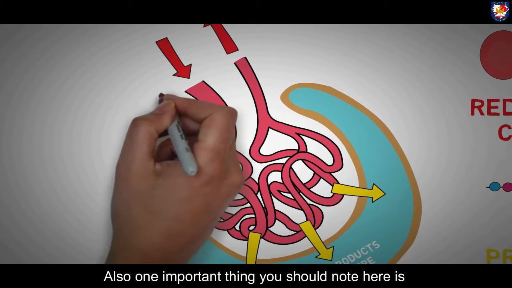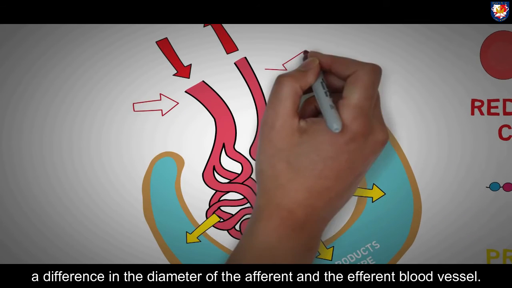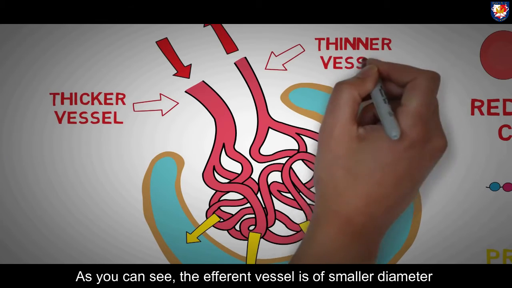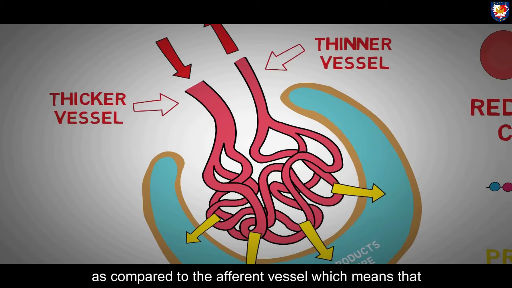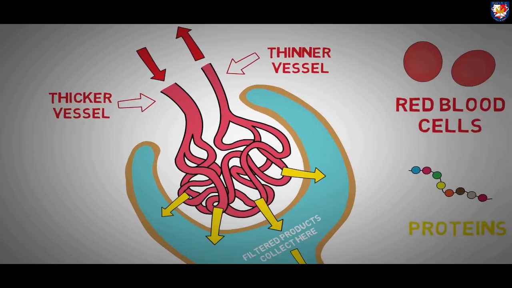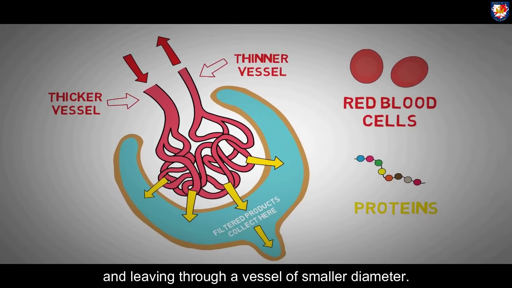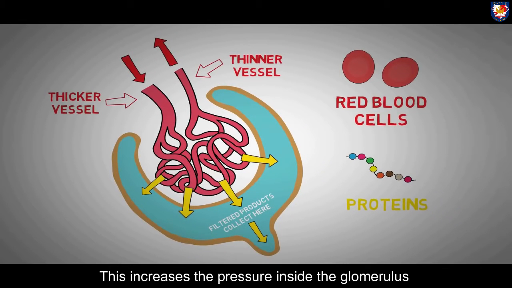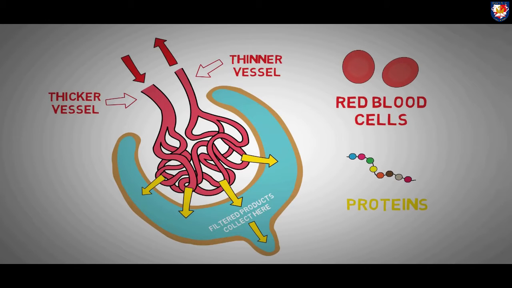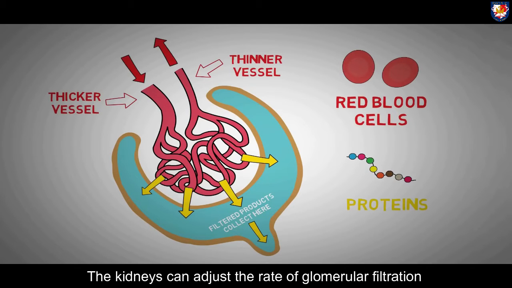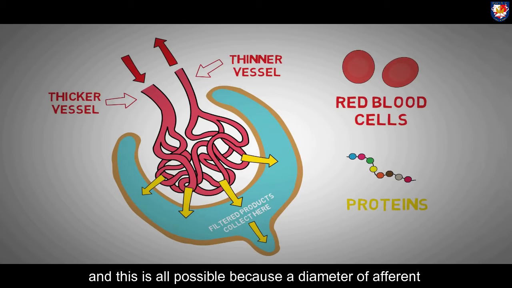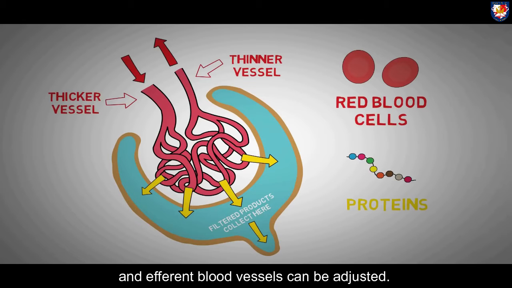Also, one important thing that you should note here is the difference in the diameter of the afferent and efferent blood vessel. As you can see, the efferent vessel is of a smaller diameter as compared to the afferent vessel, which means that the blood is coming in through a vessel of larger diameter and leaving through a vessel of smaller diameter. This increases the pressure inside the glomerulus, which provides a driving force which makes this filtration possible. The kidneys can adjust the rate of the glomerular filtration by adjusting the pressure inside the glomerulus, and this is all possible because the diameter of afferent and efferent blood vessels can be adjusted.